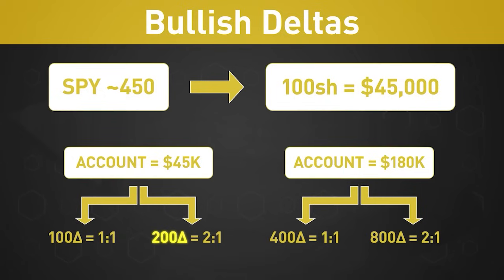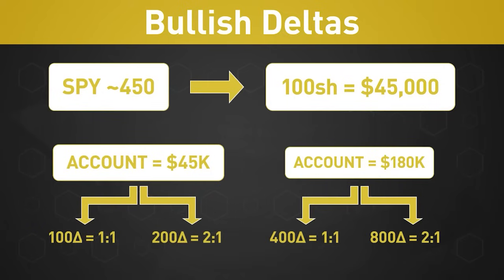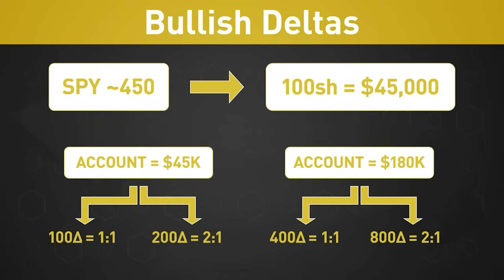If, however, you had 200 beta-weighted deltas in that same $45,000 portfolio, then you are effectively controlling 200 shares of SPY, which has a notional value of $90,000. Thus, you have a 2-to-1 leverage in your portfolio relative to the index. As another example, let's say you had a $180,000 portfolio. Here, you have 4 times the notional value of 100 shares of SPY. So your starting point to have that same 1-to-1 leverage isn't 100 beta-weighted deltas or $45,000. That's only a quarter of your portfolio. Instead, it's 400 beta-weighted deltas, which has a notional value of $180,000, the same value as your portfolio.